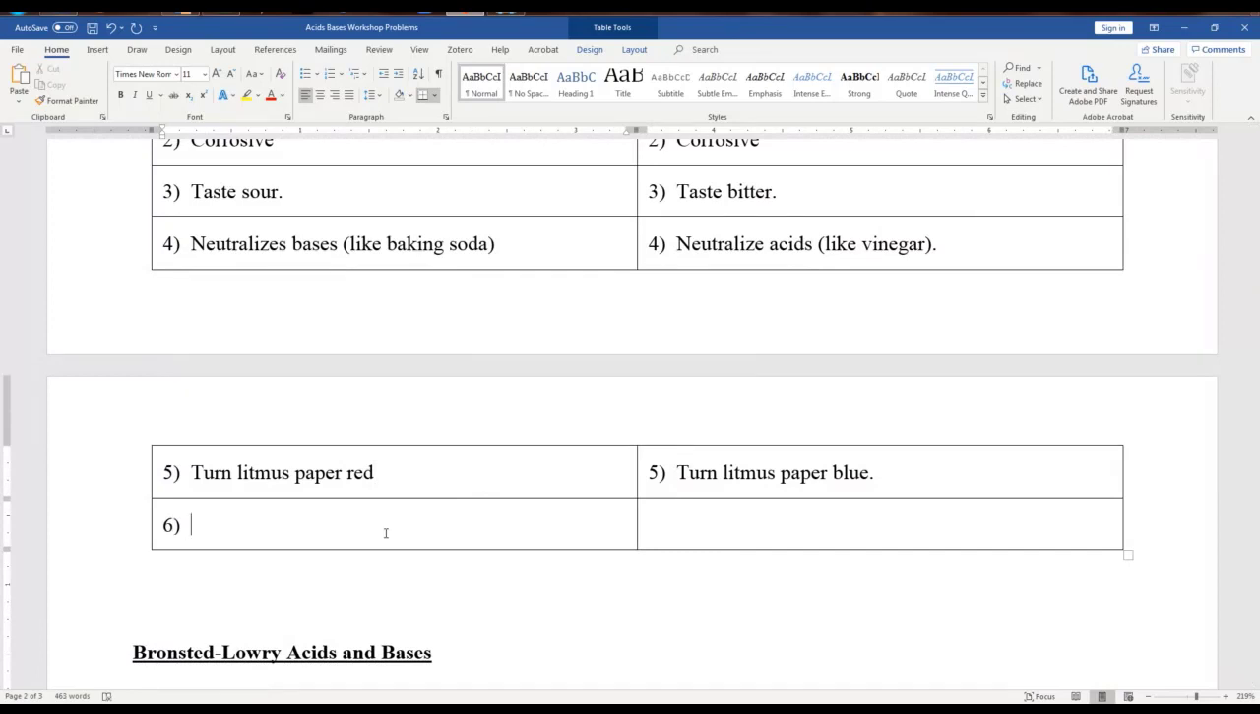I'm going to add one more important thing as far as properties of acids and bases. Acids will be clear in the presence of phenolphthalein. And phenolphthalein is kind of an ungodly name. Phenolphthalein is an indicator that helps you determine if something is basic or acidic.